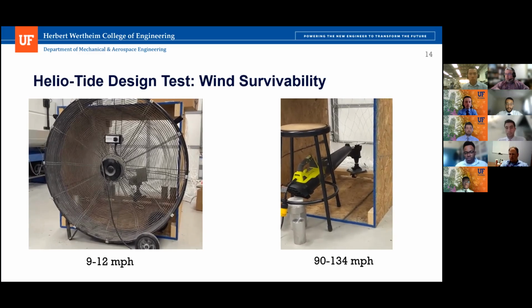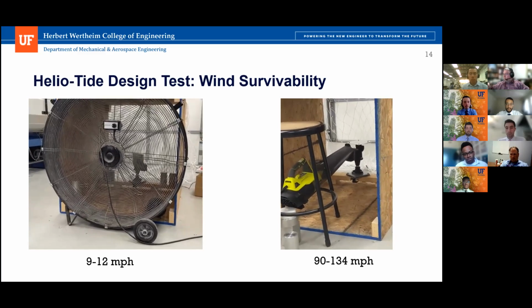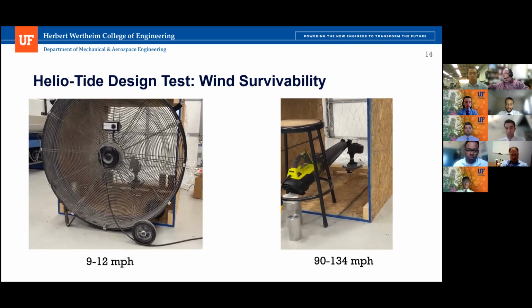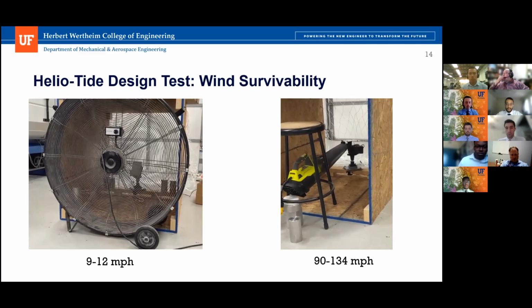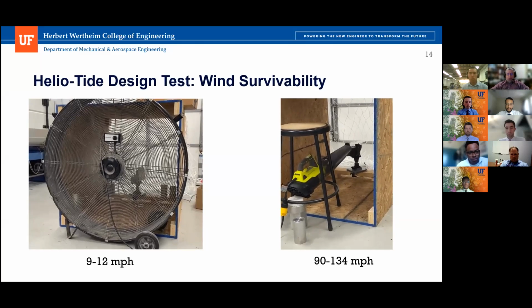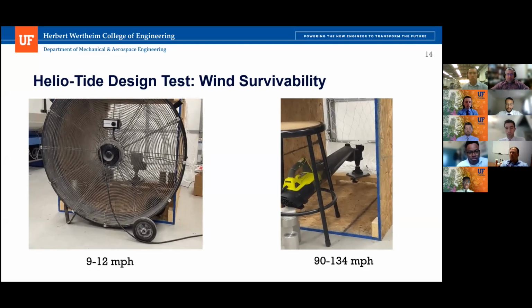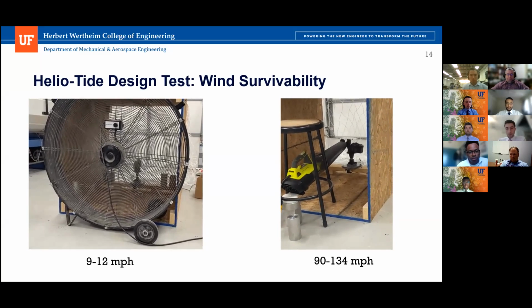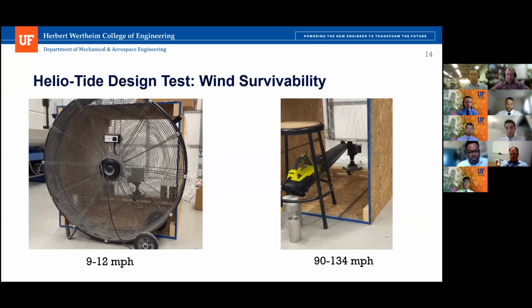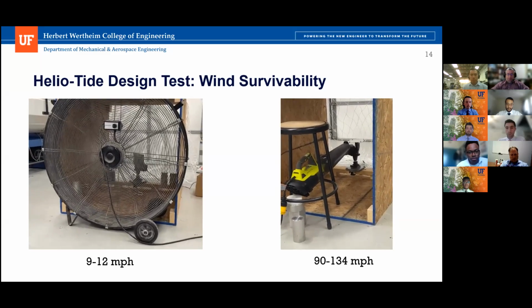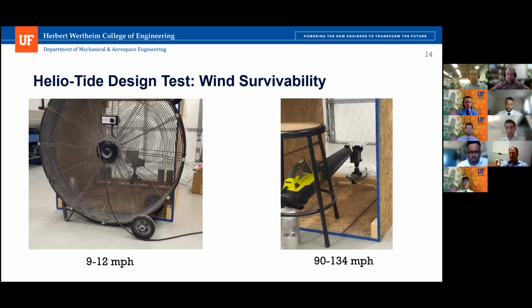Whilst in its normal operation mode, the prototype was subjected to wind speeds of 9 to 12 miles per hour, and whilst in its safety mode, it was subjected to higher wind speeds of 90 to 134 miles per hour. For both speeds, the prototype was rotating at a rate of 3 revolutions per minute to simulate varying wind conditions, as shown in the videos in the background. And I'm happy to report that our prototype was able to successfully complete both of those tests. Next slide, please.